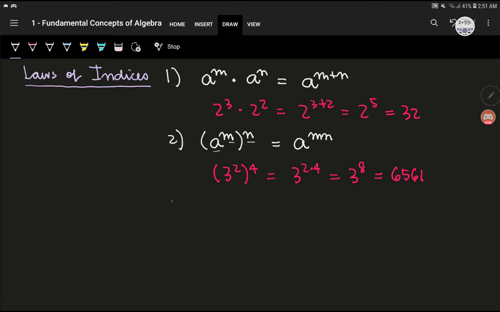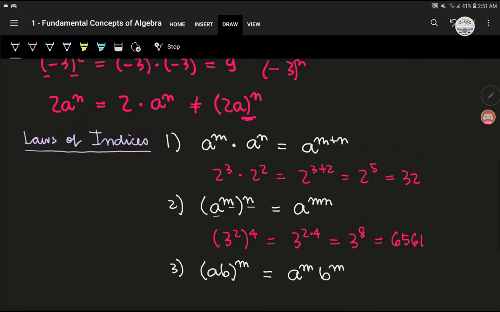Okay. Third law. Here we still have a bracket, but now instead of two indices and one base, we have two bases and one index. So two bases are confined in a bracket, and that bracket is now raised to the power of m. What we can do here is rewrite it as a to the power of m multiply b to the power of m.